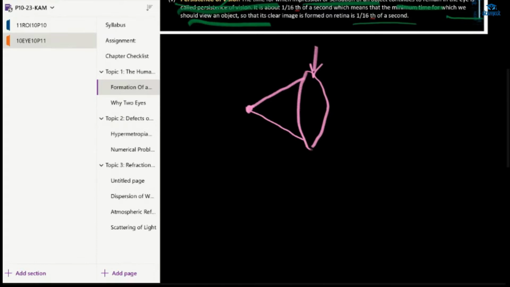Okay, so if we ask, when we see nearby objects, does the focal length of the eye lens decrease or increase? Tell me. Ma'am, it decreases. Okay, it decreases. And according to you, Rudra, when we see nearby objects, what happens to the focal length? Does it decrease or increase? Rudra, are you there? Yes, ma'am, I am. Decreases.